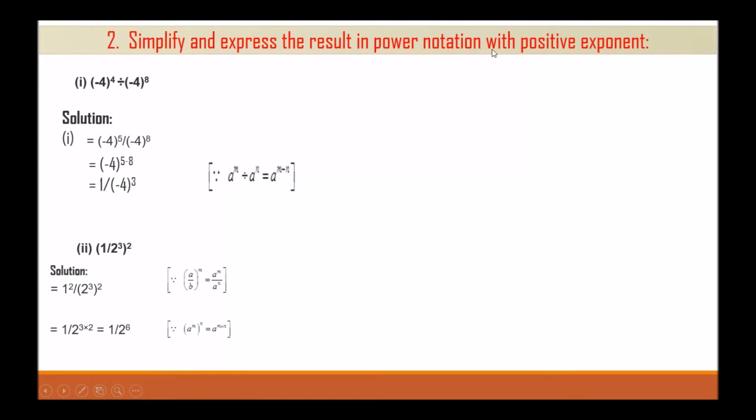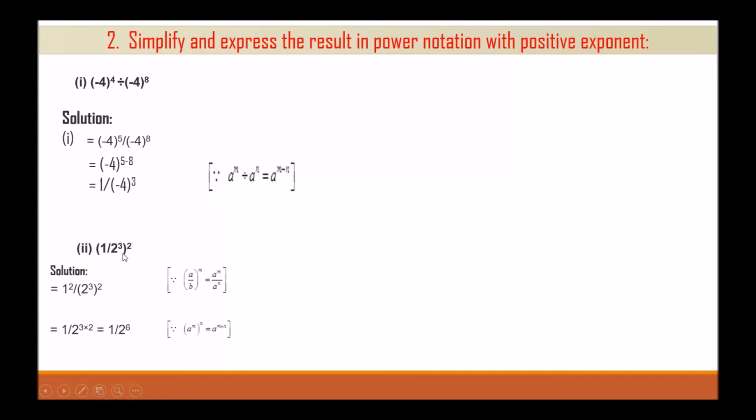Second question. Simplify and express the result in power notation with positive exponent. So minus 4 raised to 5 divided by minus 4 raised to 8. It is a division, so we will subtract. So minus 4 raised to 5 minus 8, that is 1 upon minus 4 raised to 3. Here a raised to m divided by a raised to n equals a raised to m minus n.